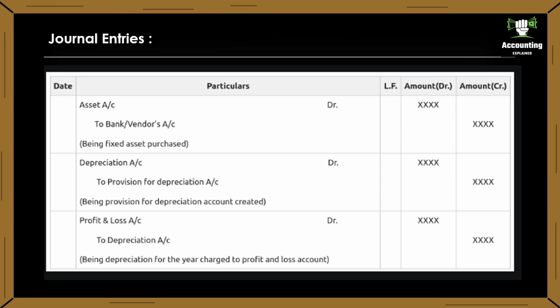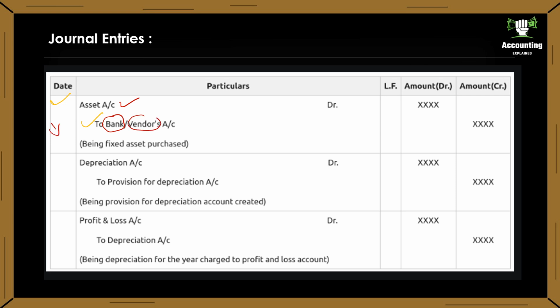Let us see the journal entries for provision for depreciation. Okay, the first entry is asset account debit to bank or vendor's account. When the fixed asset value increases, it has to be debited. That is why asset account is debited. And if you are going to buy by giving money, then bank value decreases, so bank has to be credited.